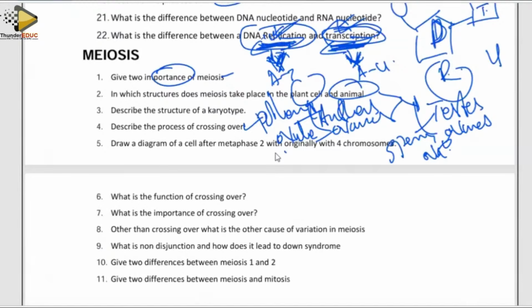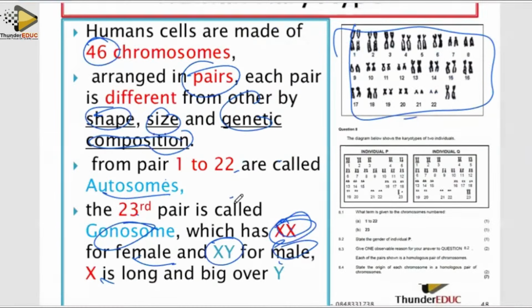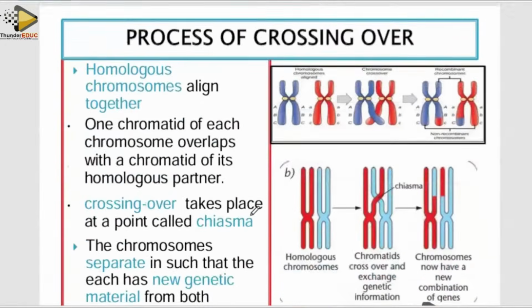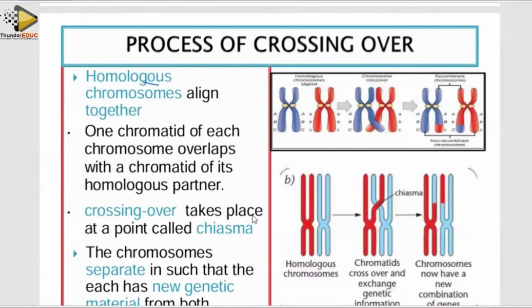Then describe the process of crossing over. Here in the process of crossing over, you describe that homologous chromosomes align together. One chromatid of each adjacent chromosome overlaps. Add the word adjacent here. Adjacent chromosome overlaps with the chromatid of the homologous pair.